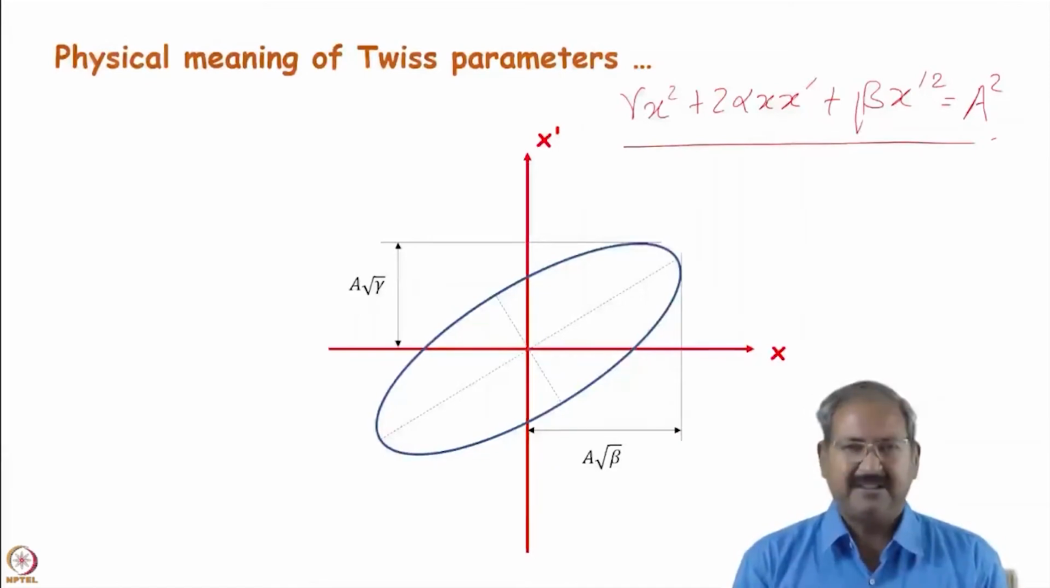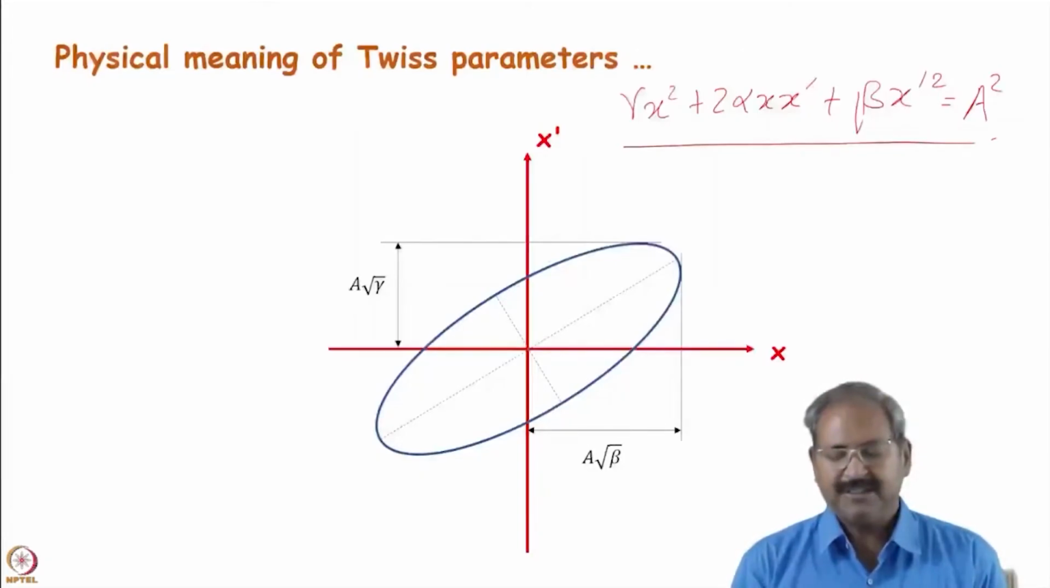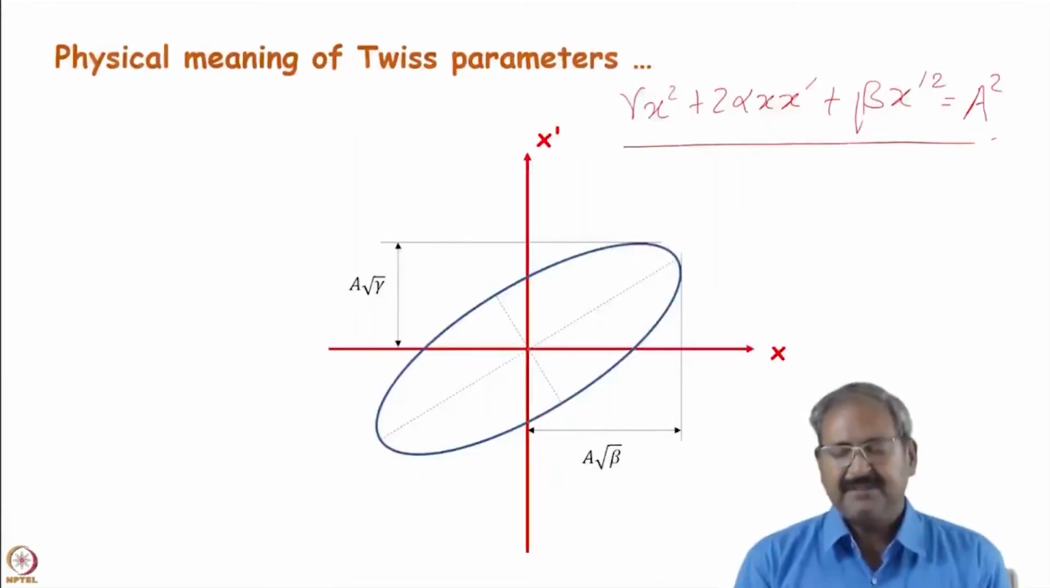So there are two methods to generate this ellipse. One is a combination of various initial conditions. Another is a single initial condition but multiple turns. In both cases, you will get the same ellipse. So in this ellipse, the maximum amplitude is up to this point, so this is represented by root beta.